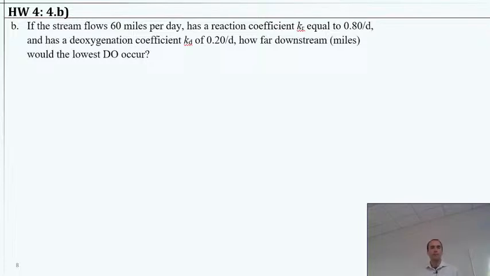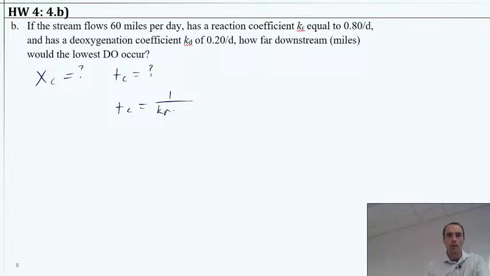Moving on, part B says if the stream flows 60 miles per day, has these rate coefficients that we saw in the drawing, how far downstream in miles would the lowest DO occur? So we're looking for that value, the XC, that critical point, which means we really need to find the critical time, right? And then we can use the velocity to solve for distance. Okay, and we have an equation for that. This is, at this point, pretty much a matter of plugging in the numbers and chugging right along.